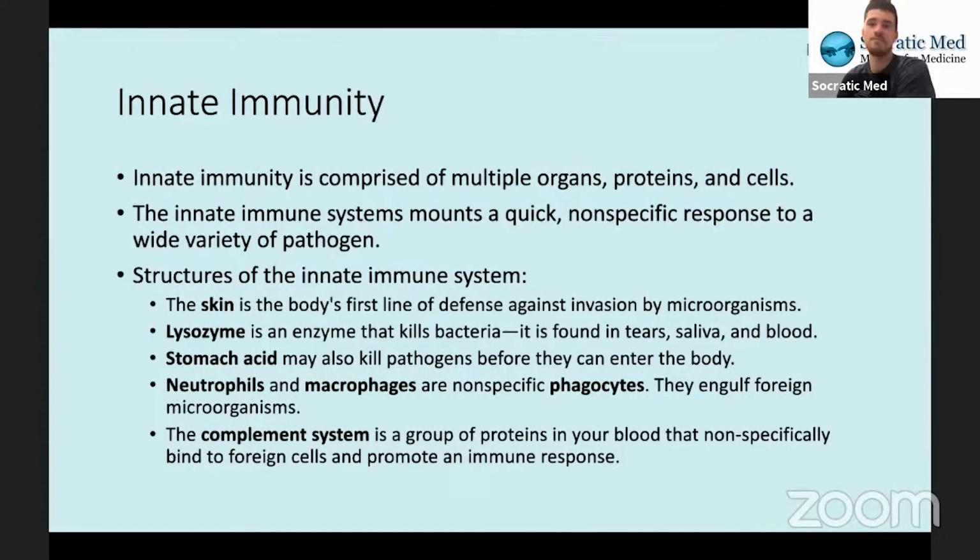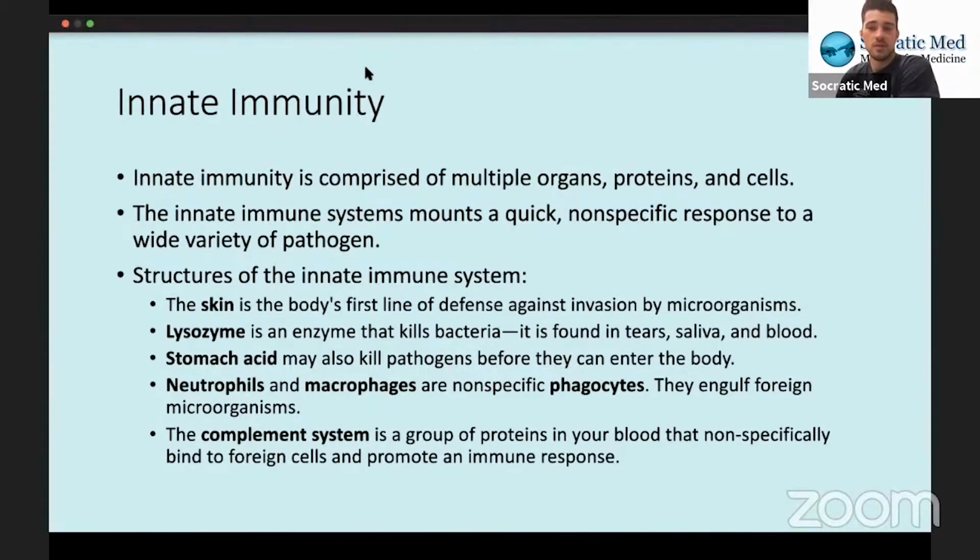Okay, so innate immunity. Innate immunity is comprised of multiple organs, proteins, and cells. The innate immune system mounts a quick, non-specific response to a wide variety of pathogens. So that is the important part about the innate immune system. It is pretty much the first line of defense for the body. So it mounts a quick response as soon as it recognizes that there's a foreign invader in the body. It's quick and it's non-specific.